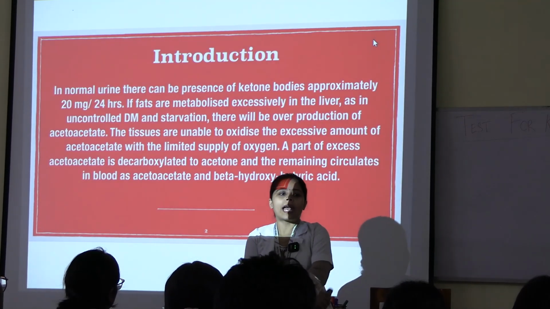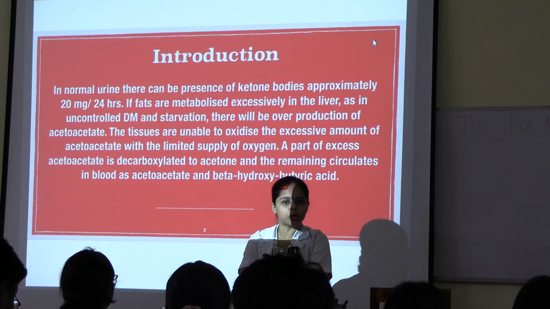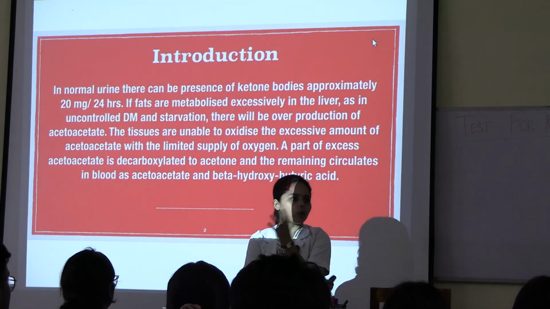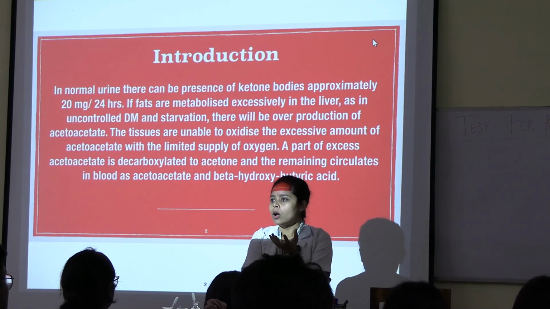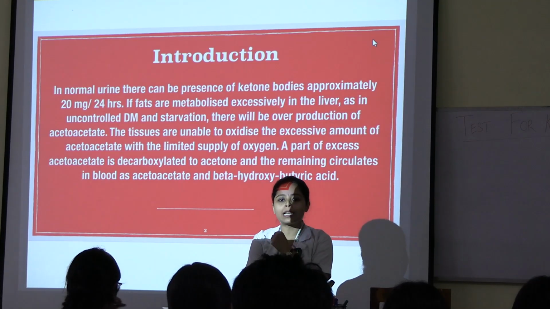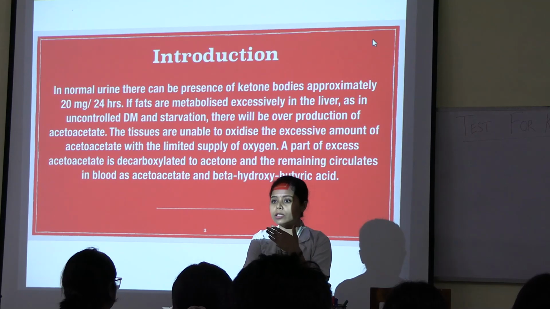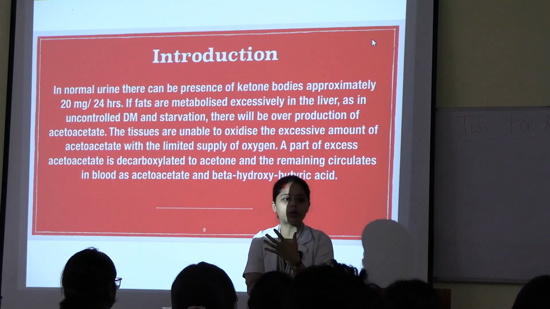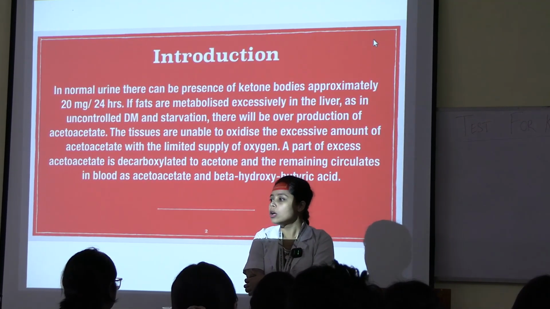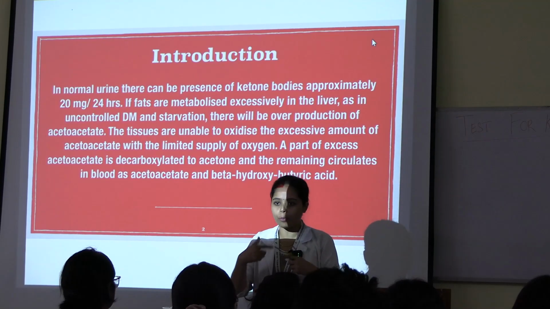Exactly. So what happens in uncontrolled diabetes mellitus or starvation? You are not taking anything, you are not providing sugar to your body. So for energy production, your body utilizes the stored fat. Ketone body is a byproduct of fat metabolism. In that process, there is a greater amount of ketone bodies in your body.